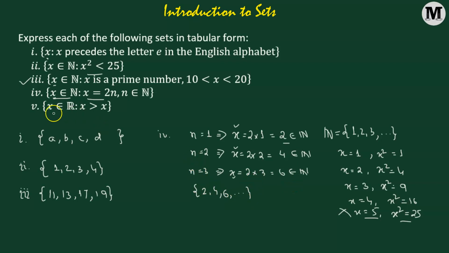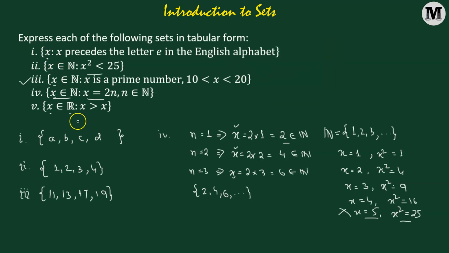Okay, now we go to the final one. Here we have the set containing the elements x with the condition that x belongs to the set of real numbers such that x is greater than x. Now, let's try to understand what x greater than x means.